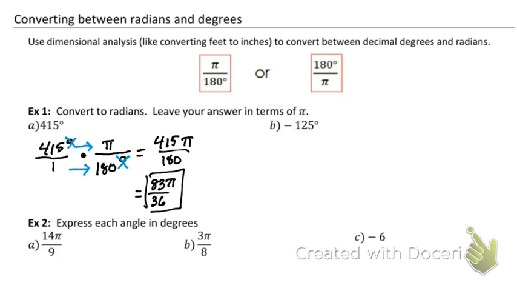Usually you have a pi, but there are times where you do not, and you just have to make sure there's no degree symbol and you are in radians. All right, negative 125 degrees.